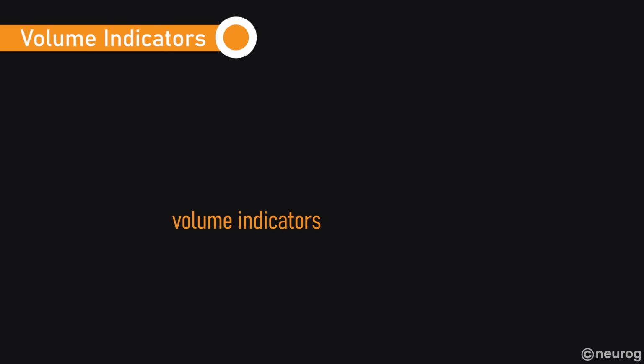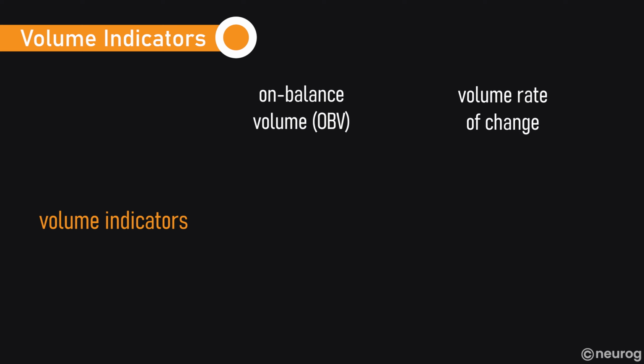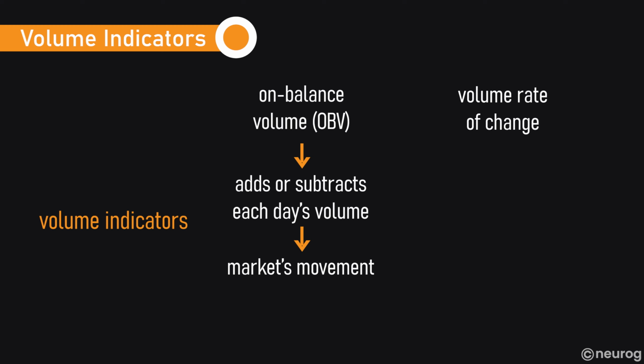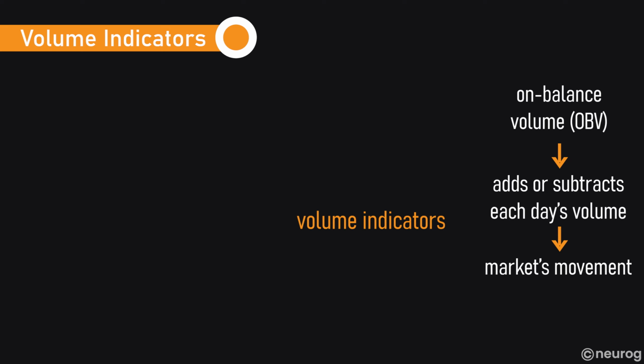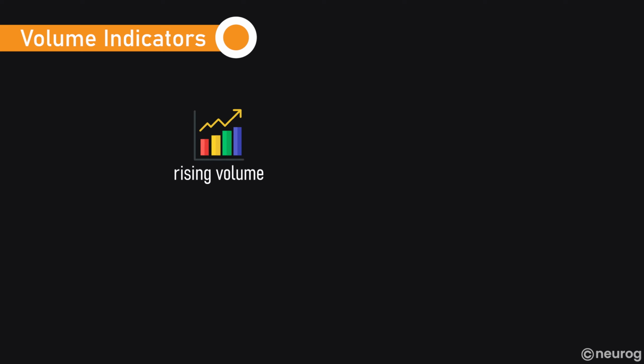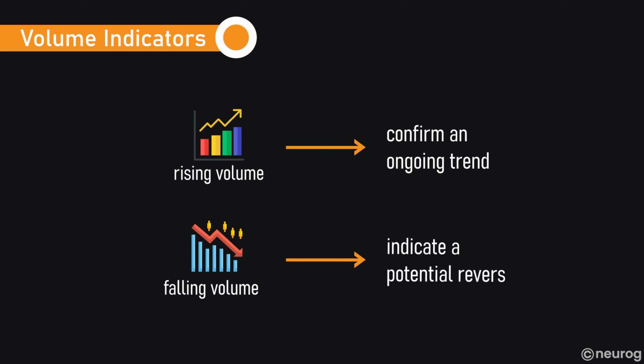Volume indicators such as on-balance volume, or OBV, and volume rate of change help traders understand the strength of a trend based on volume activity. OBV adds or subtracts each day's volume depending on the market's movement, while volume rate of change shows how quickly volume is rising or falling. For instance, rising volume can confirm an ongoing trend, while falling volume might indicate a potential reversal.